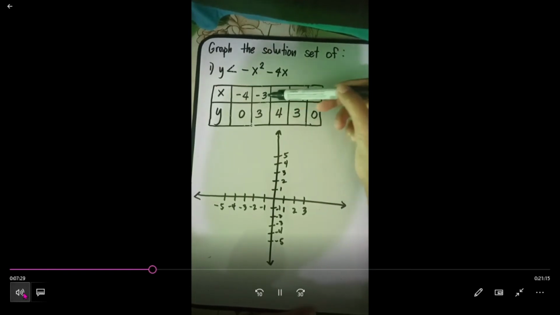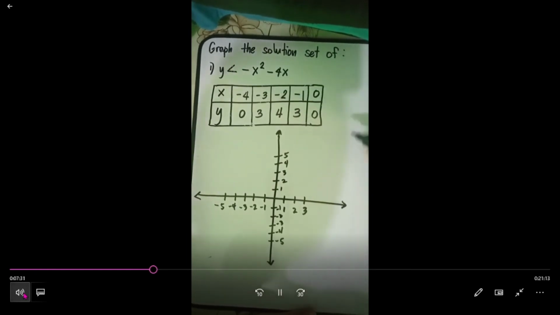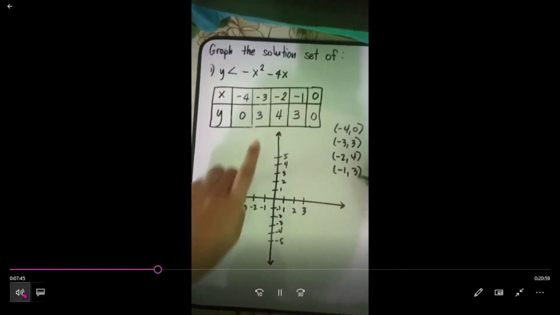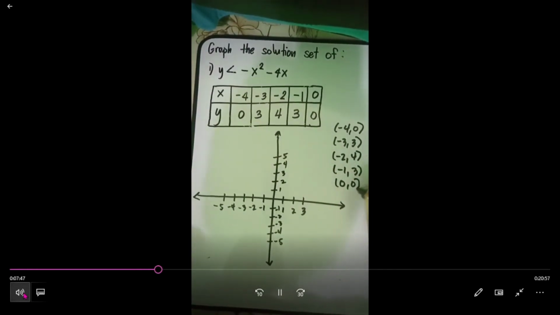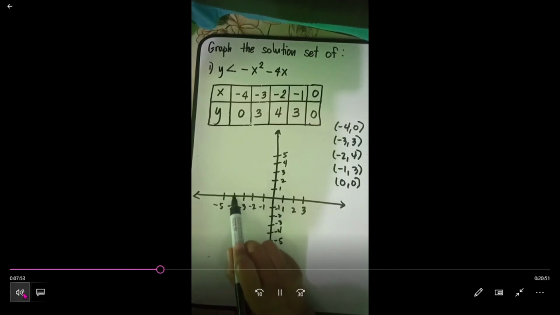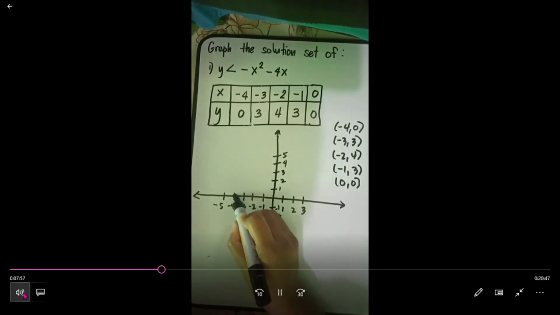So, we have 1, 2, 3, 4, 5. We have 5 ordered pairs. So, the first one is -4, 0. We have -3, 3. We have -2, 4. -1, 3. And we have 0, 0. Okay, so i-plot natin. We have -4, 0. So, dito pa rin siya. So, dito yung point natin.